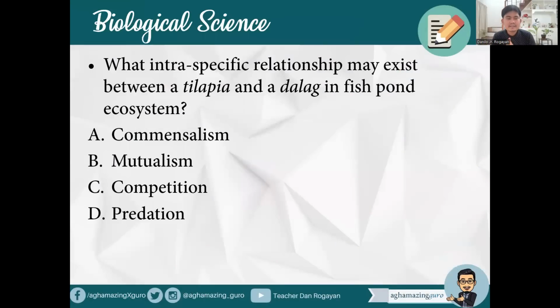Okay? So next, what interspecific relationship may exist between a tilapia and a dalag in a fish pond ecosystem? A, commensalism. B, mutualism. C, competition. D, predation. Of course, that is letter C, yes, a very easy question. Letter C, competition.